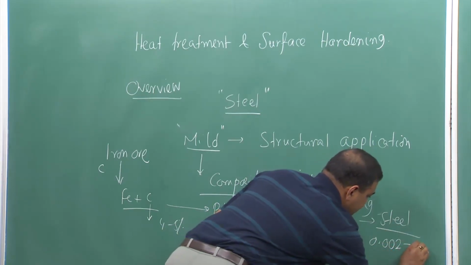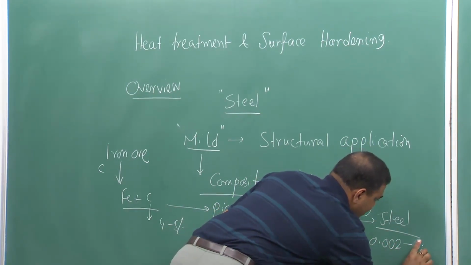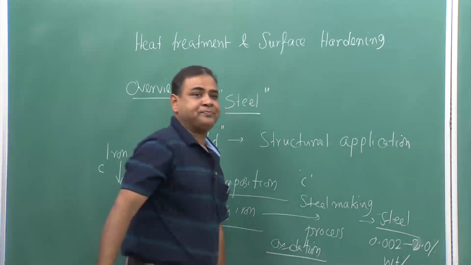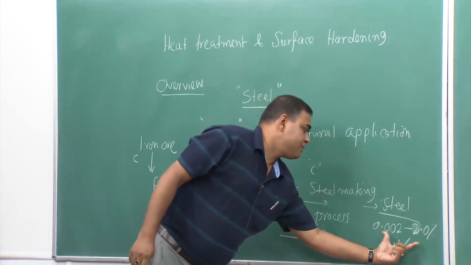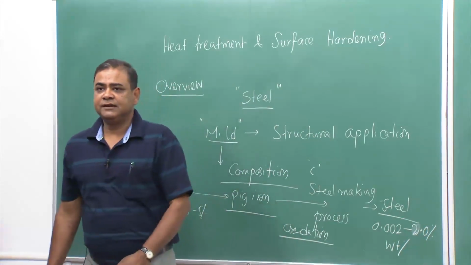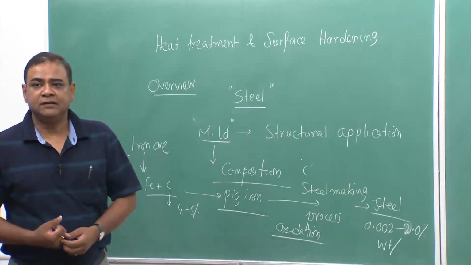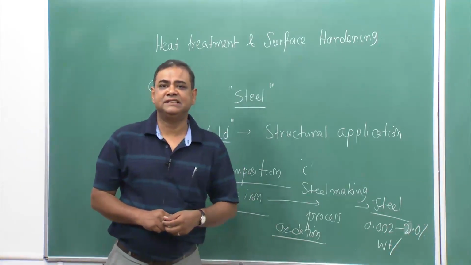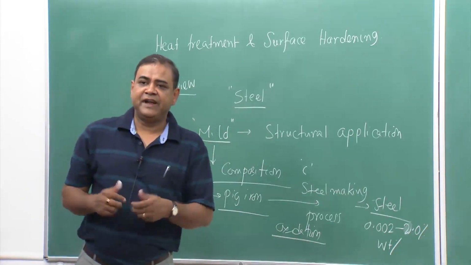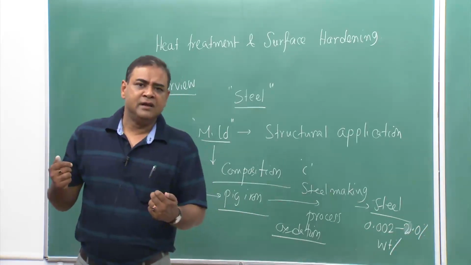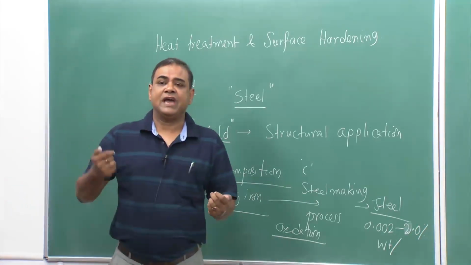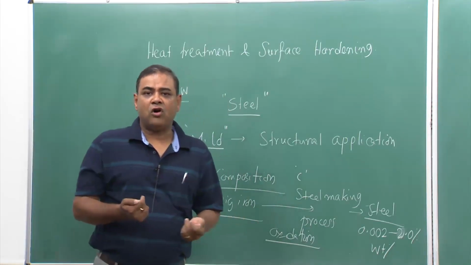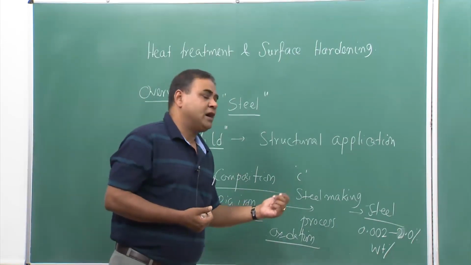0.0022 to 0.2%, and this is in weight percent. And whenever we have carbon in this range, we call it a steel, which is nothing but a carbon iron alloy, and the carbon stays in the interstitial position. And those interstitial positions are nothing but, in the crystal structure, the interstitial voids, which are octahedral or tetrahedral voids, and there we have carbon.